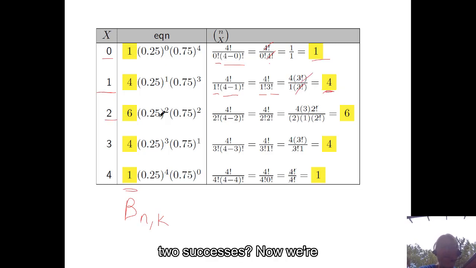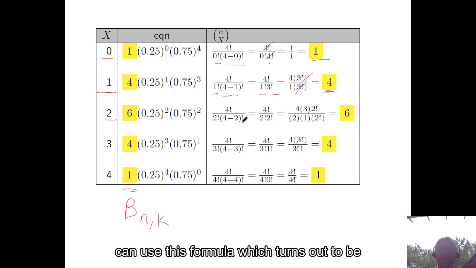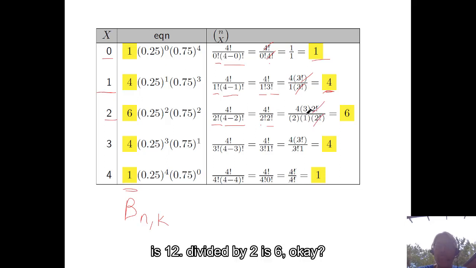What about 2 successes? Now we're not having to think about, let's list them all and count them up. It's just we can use this formula, which turns out to be easier. So it's n factorial over k factorial and n minus k factorial. So 4 factorial over 2 factorial and 2 factorial. 4 times 3, the 2 factorials cross out here. So 4 times 3 is 12, divided by 2 is 6, okay?